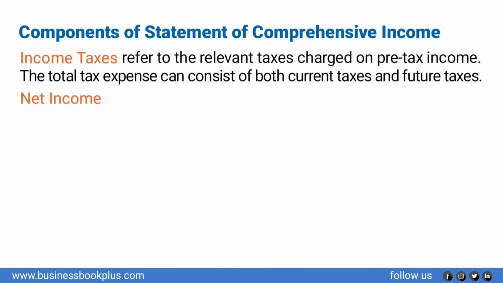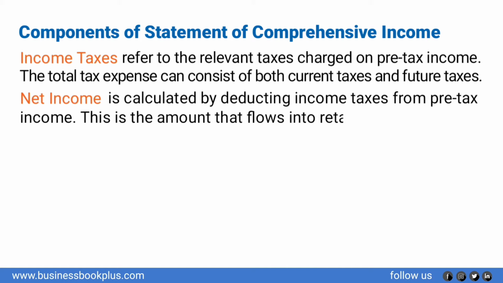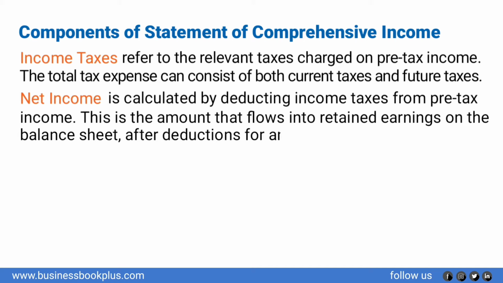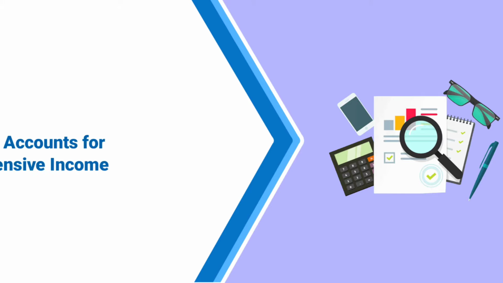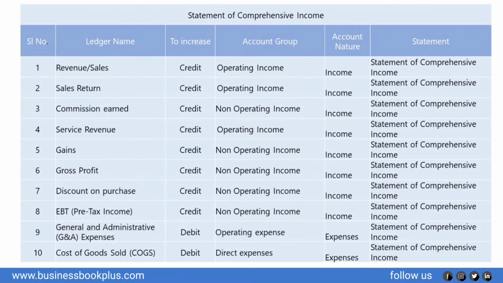Net income. It is calculated by deducting income taxes from pre-tax income. This is the amount that flows into retained earnings on the balance sheet after deductions for any dividends. Now let's see the chart of accounts for a statement of comprehensive income.